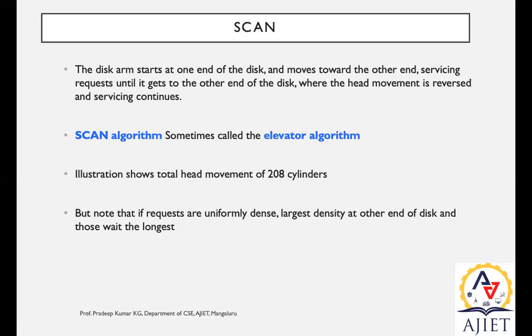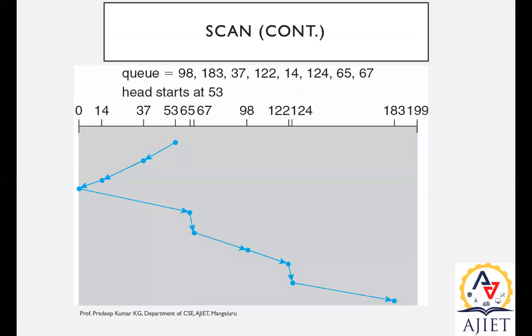So now what happens is there may be the largest density at the other end, because there is more waiting time, since it will serve only one side at a time. That is how the SCAN algorithm works. We'll see an example now.